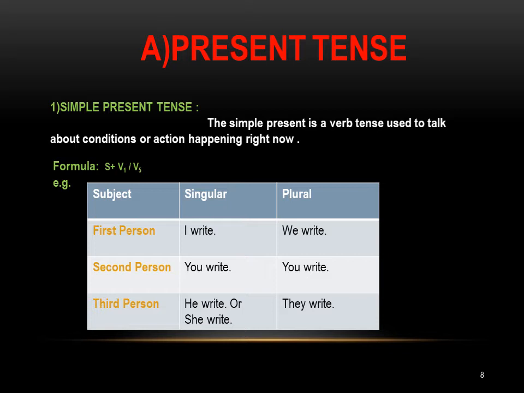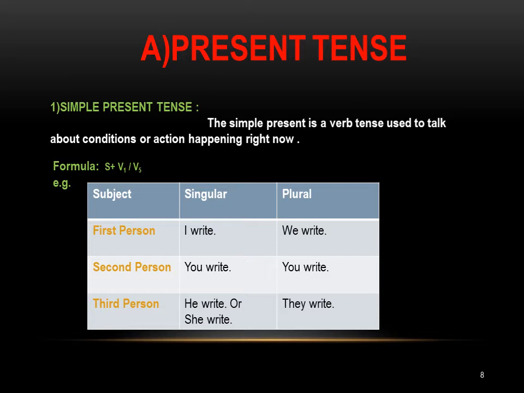Okay, and in plural we also use the pronoun we. Subject means first person, and write, V5 means simple present form of verb. Next, second person, you write. You is subject, write means present form of verb.